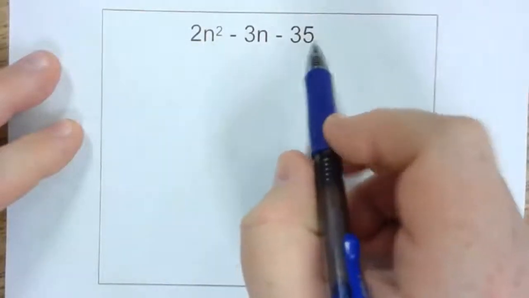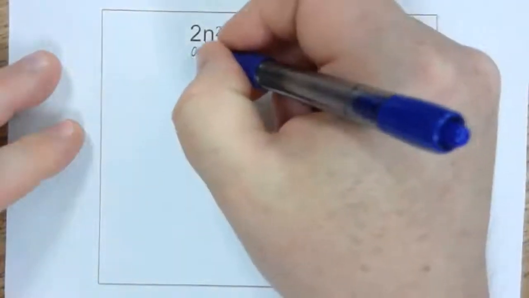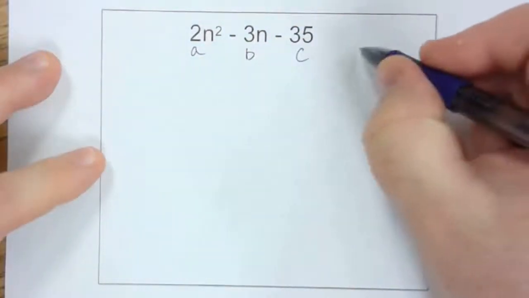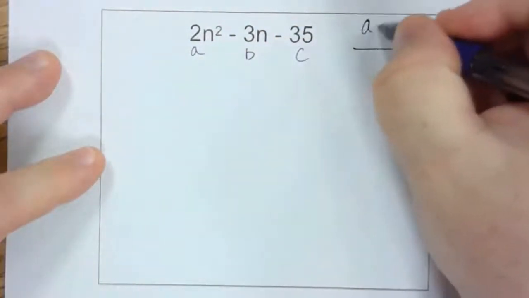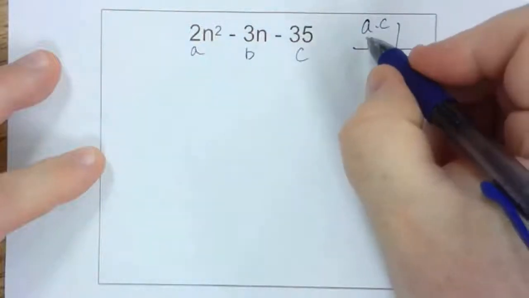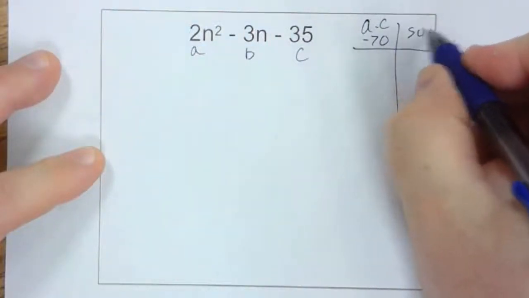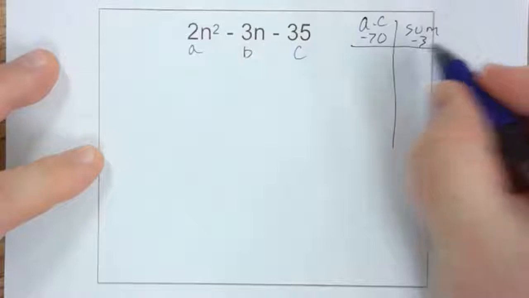Well, 2, 3, and 35. Can't simplify anything out, but this is a, this is b, this is c, so I am going to create a table and do my a times c here. Well, 2 times negative 35 is negative 70, and I want to have a sum that adds up to a negative 3.